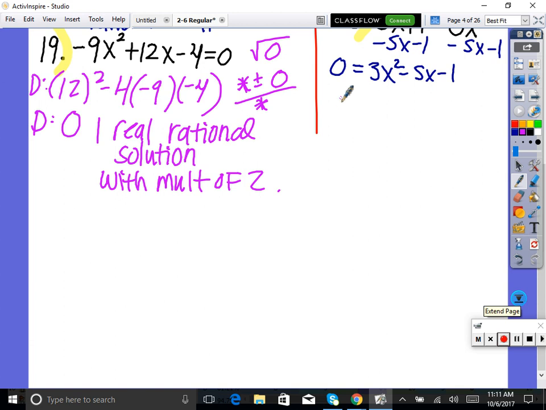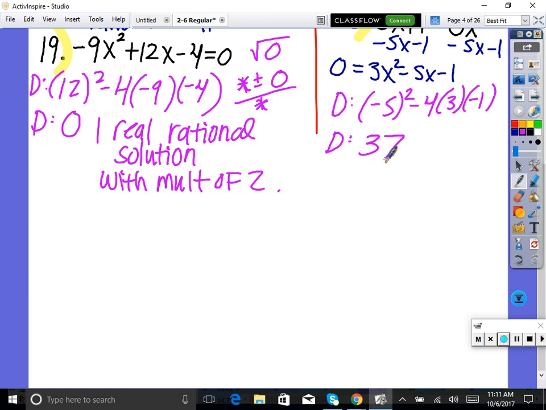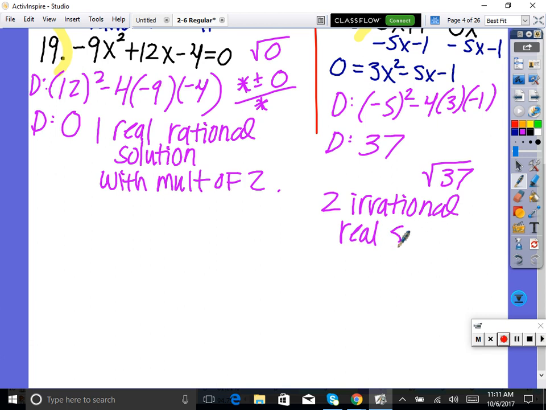How many and what type of solutions? Let's just use our discriminant. B squared minus 4 times a times c. Discriminant is 37. So then you'd say to yourself, well, that's really under the square root. Is that going to break down? No, so we're going to still have square roots in our answer. That's irrational. We'd say 2 irrational, still real, still crosses the x-axis. It's just at a decimal that can't be written as a fraction. 2 irrational real solutions.